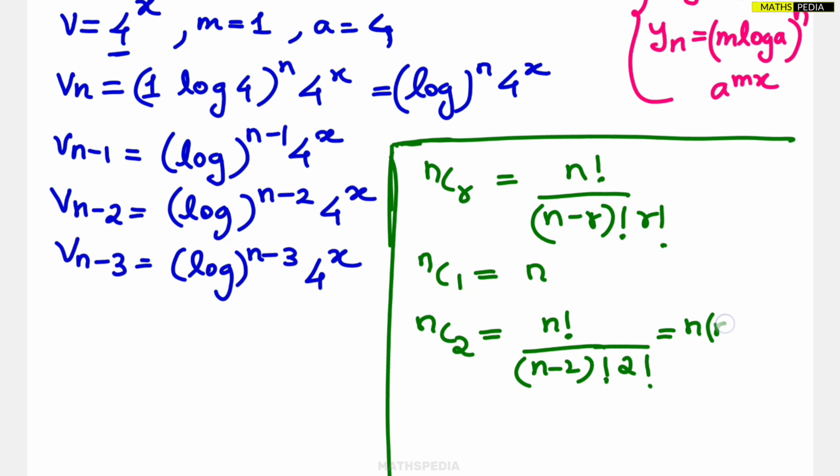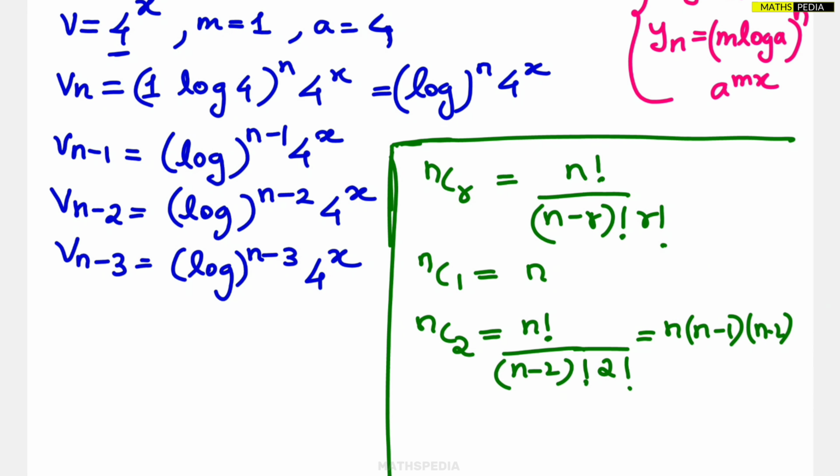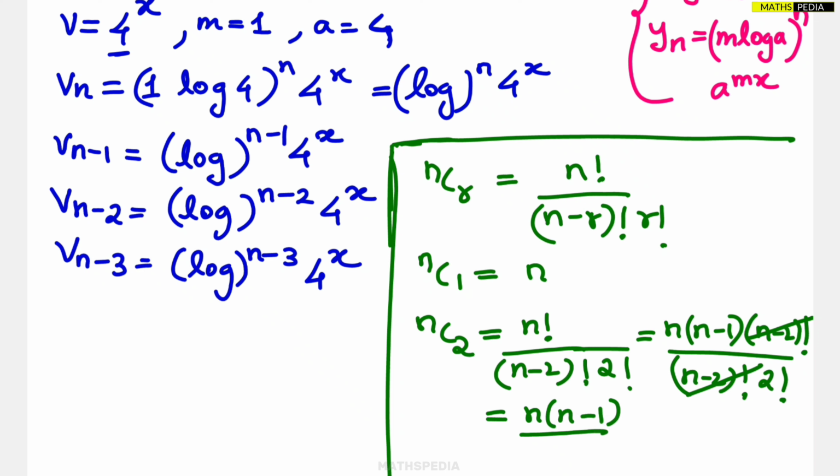Now n factorial can be written as n into n minus 1 into n minus 2 factorial. Simplify a little here. n into n minus 1 into n minus 2 factorial divided by n minus 2 factorial into 2 factorial, so that I can cancel this and this. So I can write the answer as n into n minus 1 divided by 2 factorial, right? This is nc2. Now what about nc3? I need nc3 also, so I'll write it here.